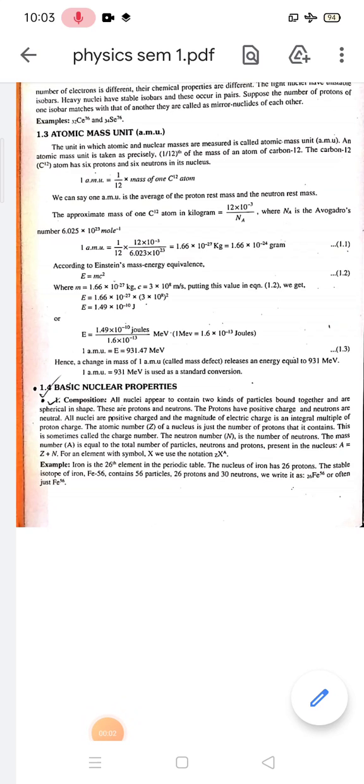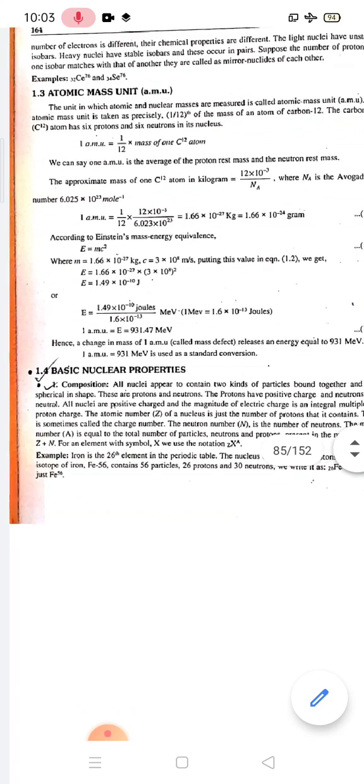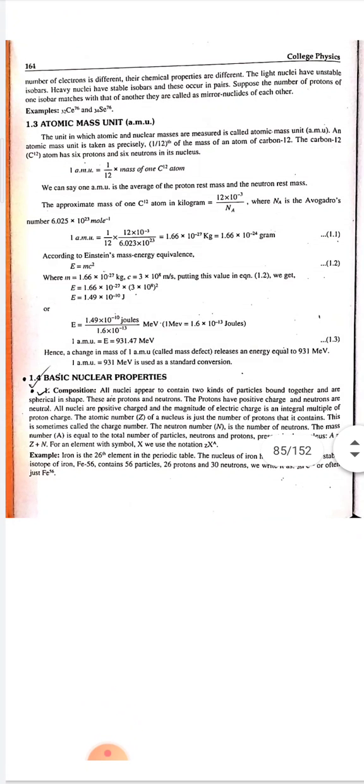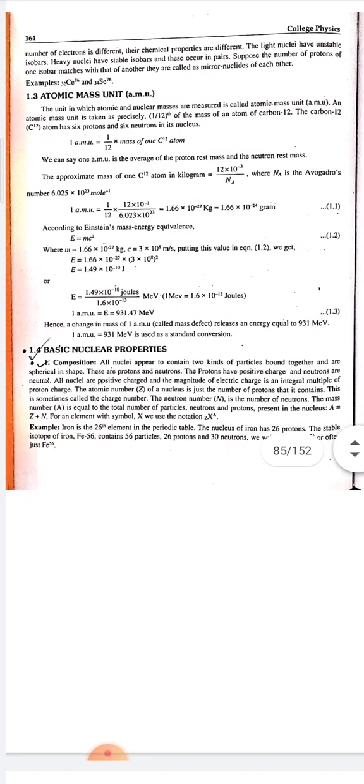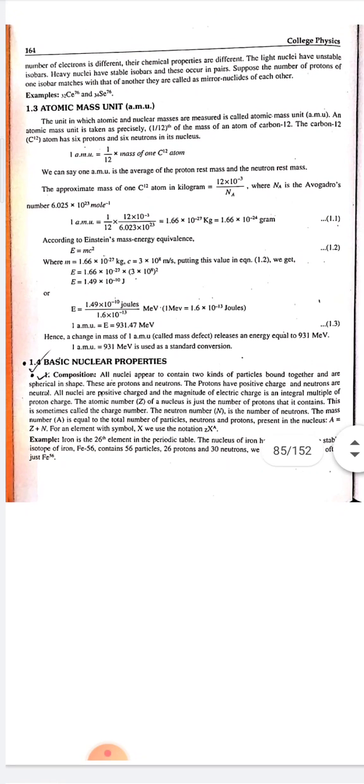Good morning, friends. Today we are going to deal with the basic nuclear properties. We know that all nuclei consist of two kinds of particles that are bound together and are spherical in shape. These are the protons and the neutrons. Protons have a positive charge, whereas neutrons are neutral. All nuclei are positively charged, and the magnitude of the electric charge is an integral multiple of the proton charge.